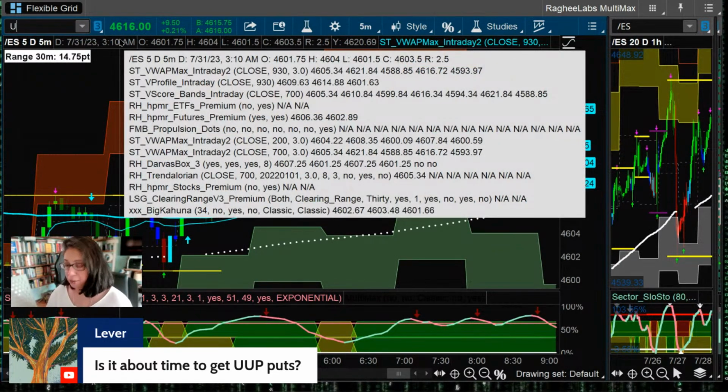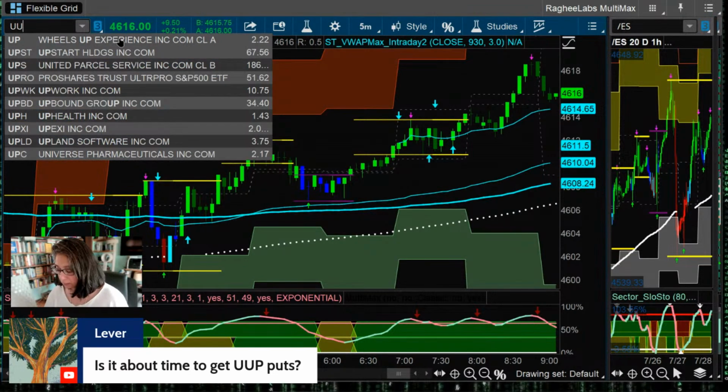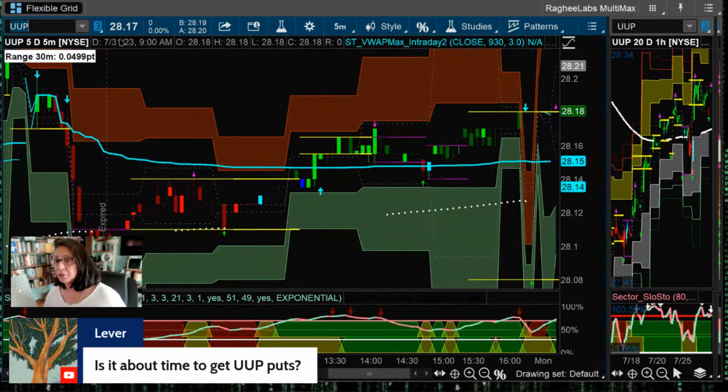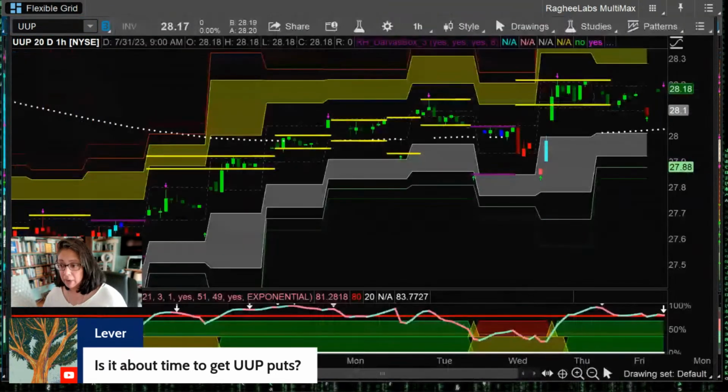Is it time to get UUP puts? Let's take a look. So UUP is an alternative to the DX futures or the DXY, and this is the ETF that represents the US dollar basket.